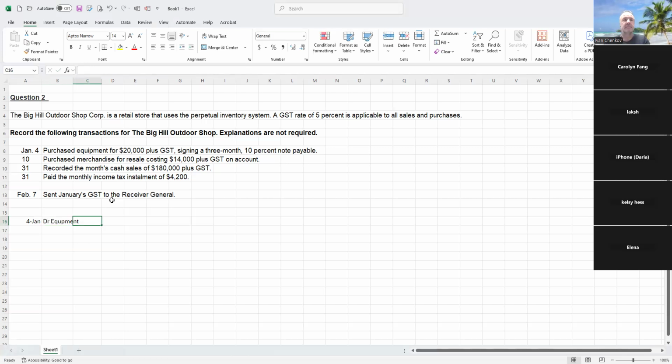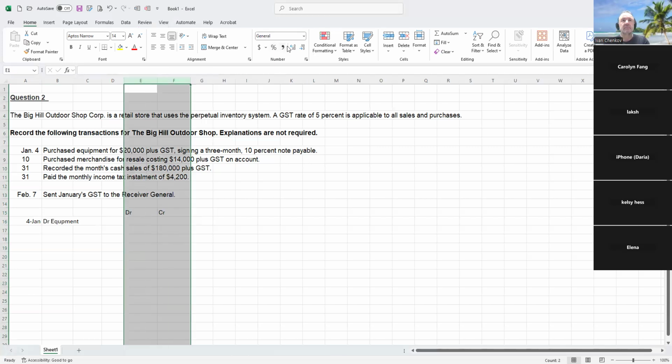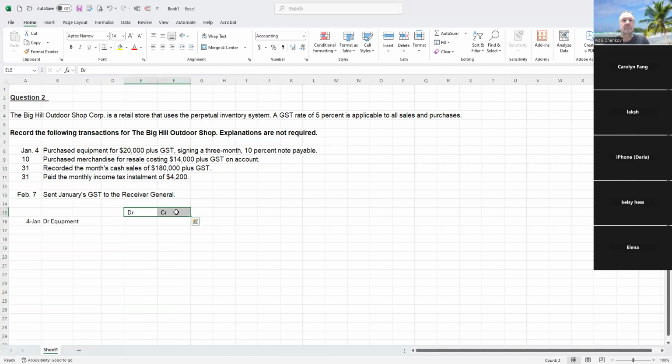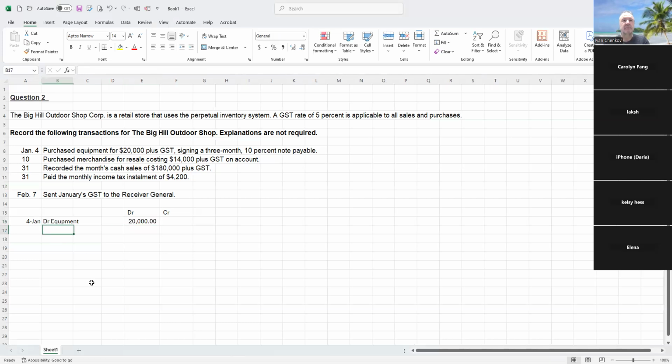For how much? Put here debit, and that will be my debit, and this will be my credit. Debit will be 20,000. What else do I have to do? Am I done with debits?